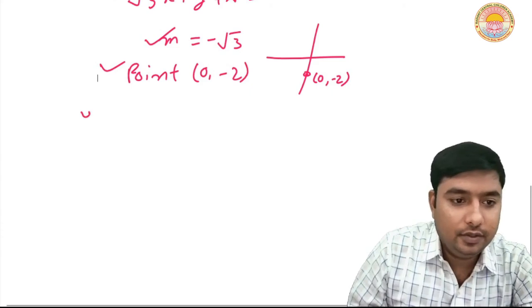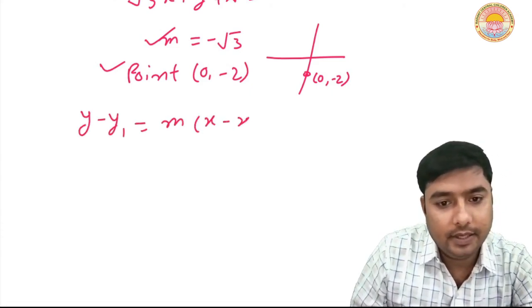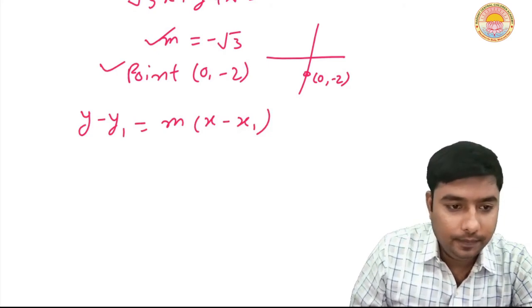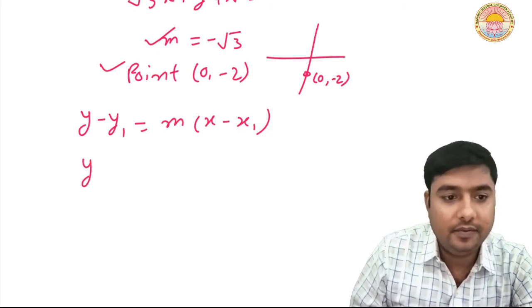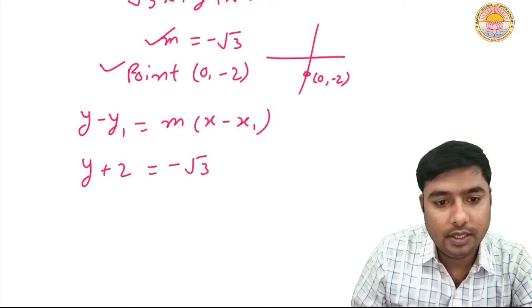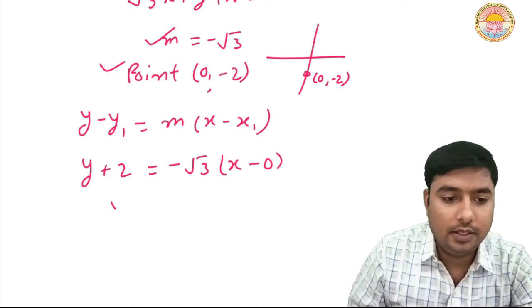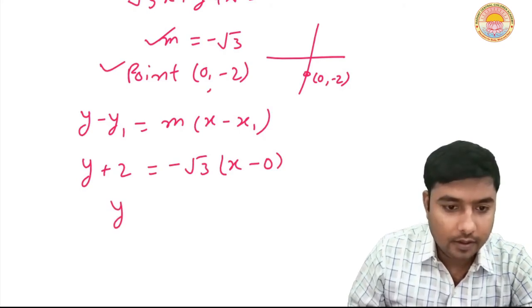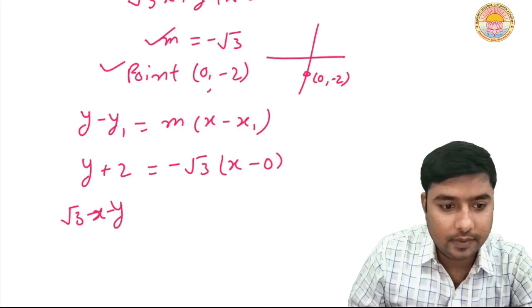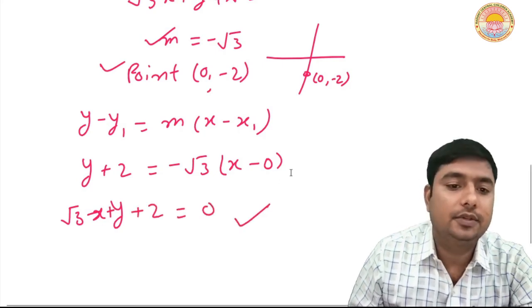So we can use again y minus y1 equals m bracket x minus x1. y minus y1, y1 means minus minus plus 2, m means minus root 3, x means x and x1 equals 0. So this is 0. Here root 3 x plus y plus 2 equals 0. This is another equation.